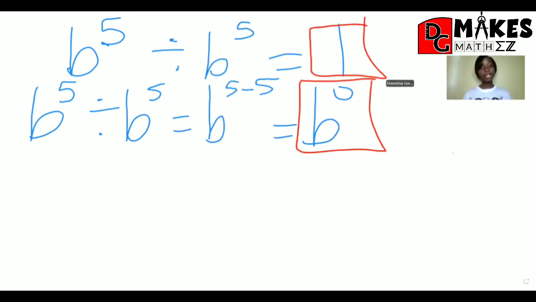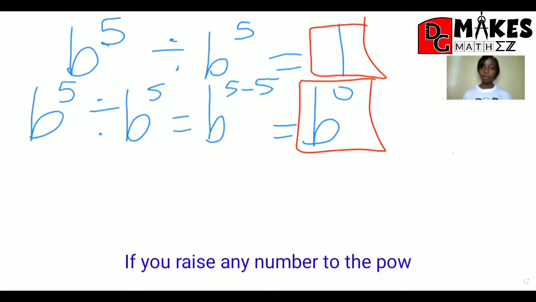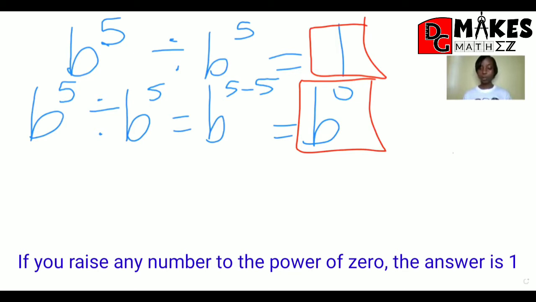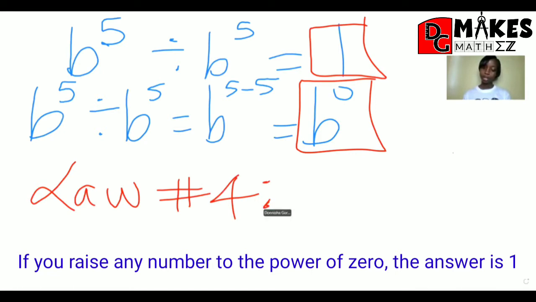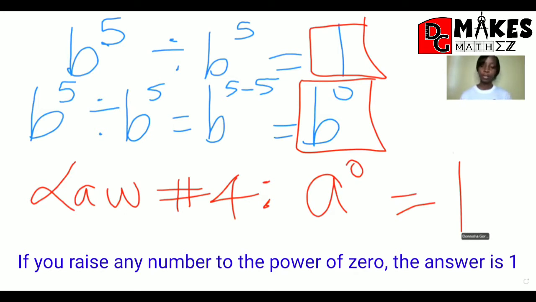And you can try other examples, and you will realize that any number raised to the power of 0 is also equal to 1. So that is our fourth law. Any variable or any number raised to the power of 0 gives you 1. All right.